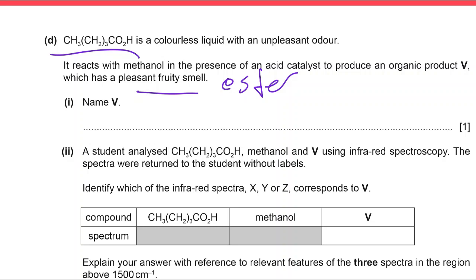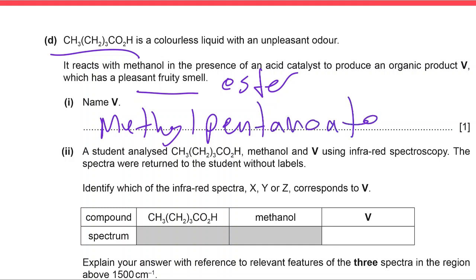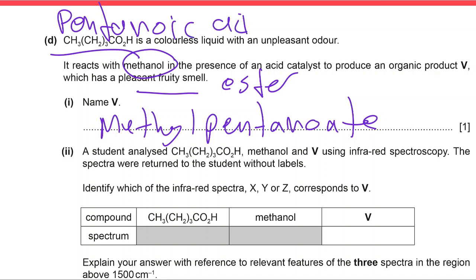Here, what do you have? First of all, methanol, so your compound will be methyl. Methyl, which acid? You have one carbon here, 4, 5. Methyl pentanoate. Why? Because you have methanol and pentanoic acid, carboxylic acid with alcohol, you will form an ester.